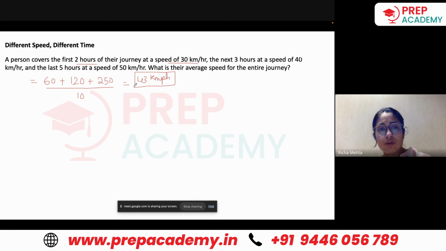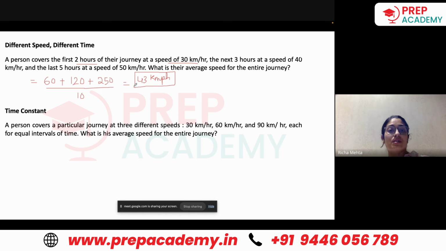One more variation: if time is constant, which means a person covers a particular journey at 3 different speeds, each for equal intervals of time, then average speed is directly the arithmetic mean of speeds. Arithmetic mean is nothing but simple average. So if I directly take 30 plus 60 plus 90 divided by 3, that is going to be nothing but 60 kilometers per hour.